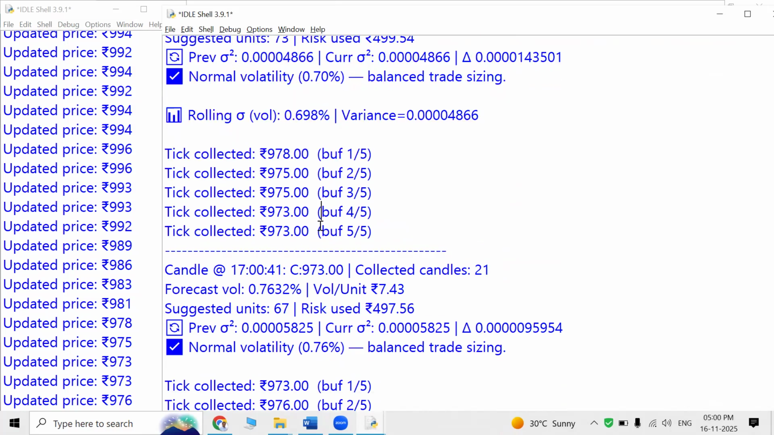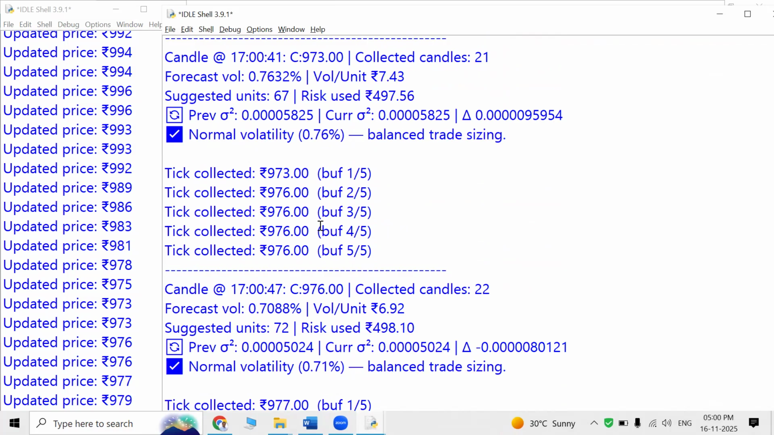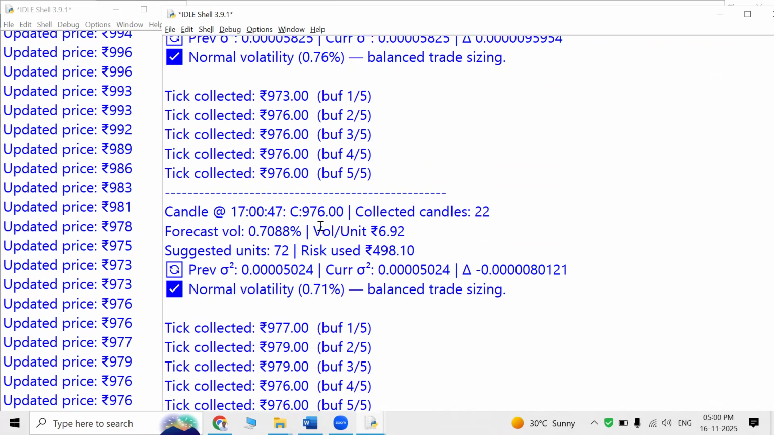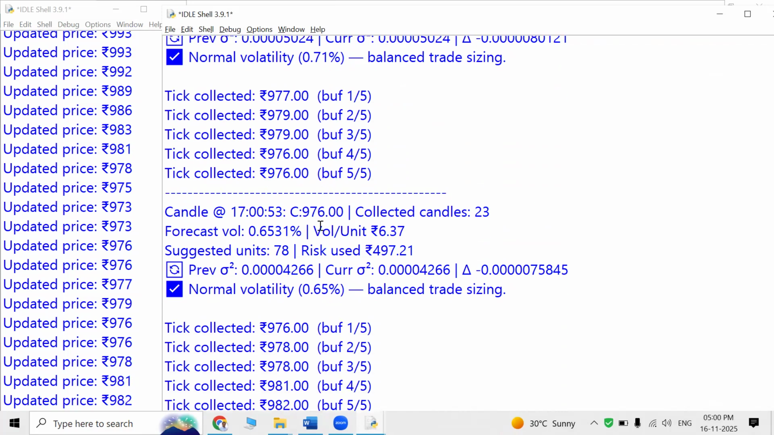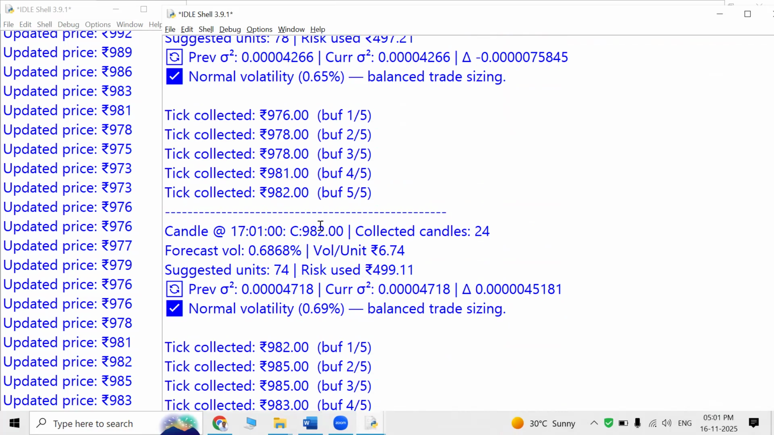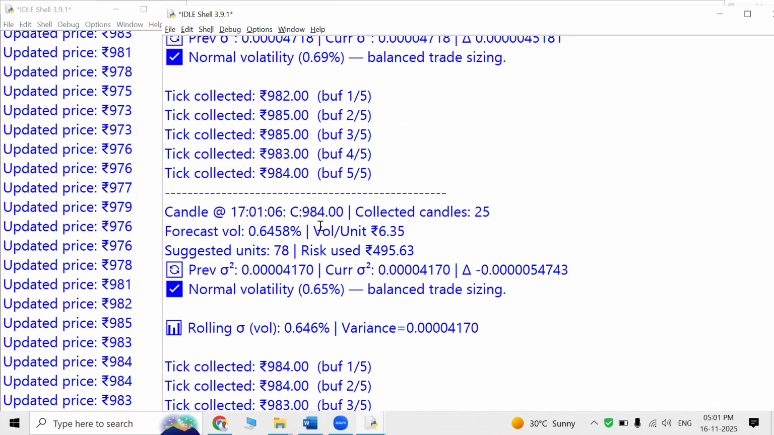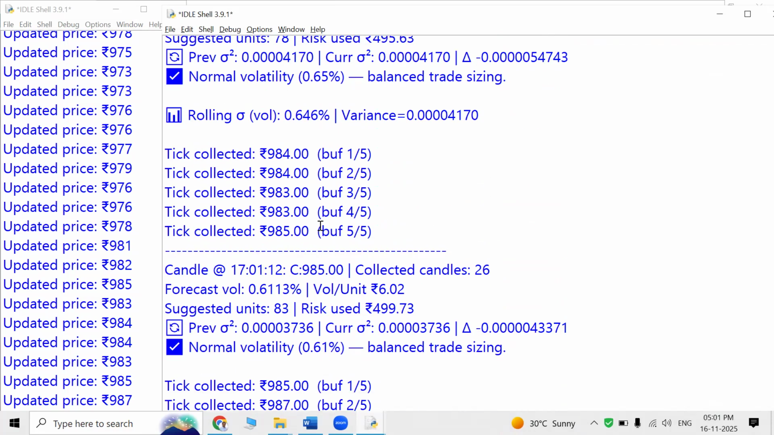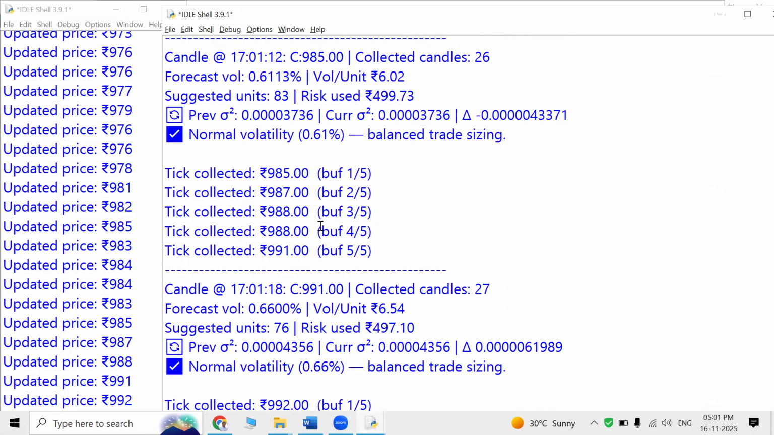That's the beauty of this GARCH algorithm. This algorithm basically saves us from trading higher volume in higher volatility. If the volatility increases, the number of units automatically decreases. Currently, we are in a balanced state. The market is balanced, almost 0.7% of the forecasted part. So that's why it's showing to trade almost 80% of the cycle. I hope this is clear to you. Thank you very much.